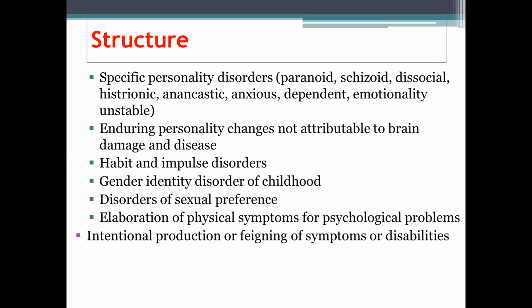Structure of the chapter 69. First, specific personality disorders. There are, you see, many kinds. Due to the ICD-10, there are eight kinds of specific personality disorders. Then enduring personality changes, not connected with organic pathology. Then habits and impulse disorders. Next, gender identity disorder of childhood, disorders of sexual preference, and elaboration of physical symptoms for psychological reasons, and intentional production or feigning. If you remember, we had a practical class on simulation of symptoms or disabilities.